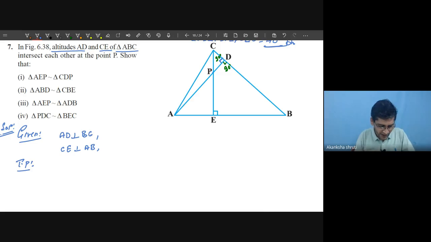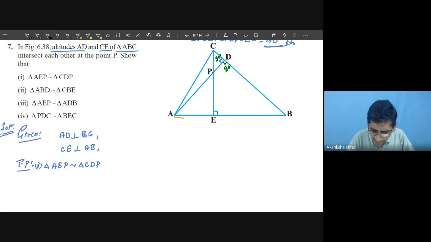So there are four things to be proved. One is our triangle AEP is similar to triangle CDP. A student, what is to be proved? For that, the better idea is you first allocate this triangle in the given figure. Triangle AEP. Where is our AEP? Let me first allocate this.